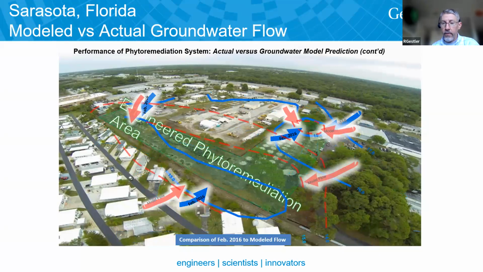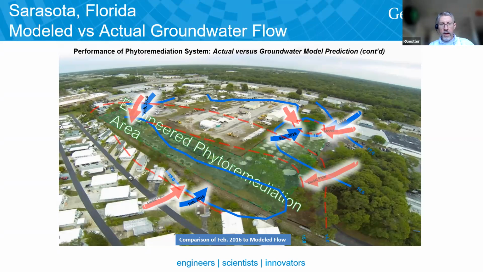If we move a little bit further ahead in time to spring of 2016, that effect is even stronger. Just as the model predicted, we had a strong inward gradient, and that really confirmed for us that it's a huge advantage of taking this approach, because we can do accurate predictive groundwater modeling. That way we know exactly how many of these engineered phyto units to put at the site to achieve our goals. And we're applying that now to multiple other sites.